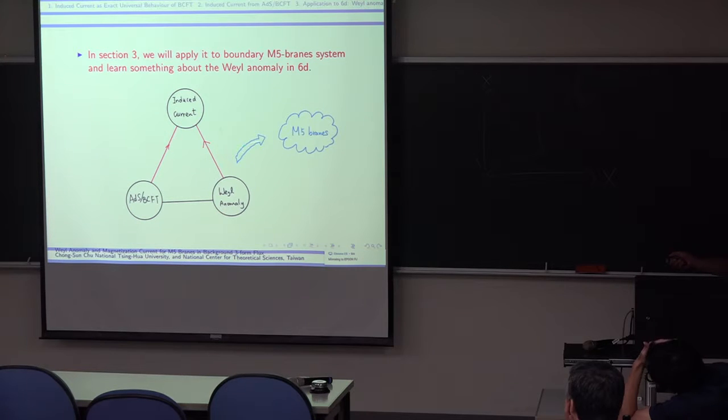I will apply this to M5 branes. In the case of M5 branes, the structure of the Weyl anomaly from the fundamental theory is not known, so you can put a question mark here. On the other hand, we know how to derive the induced current using AdS BCFT. So we can reverse the direction of the triangle. We can start from AdS BCFT, derive the current, and then derive the form of the Weyl anomaly. This is what I claimed in the beginning. We can arrive at a new criterion for the structure of the Weyl anomaly in 6 dimensions by going through this logic.